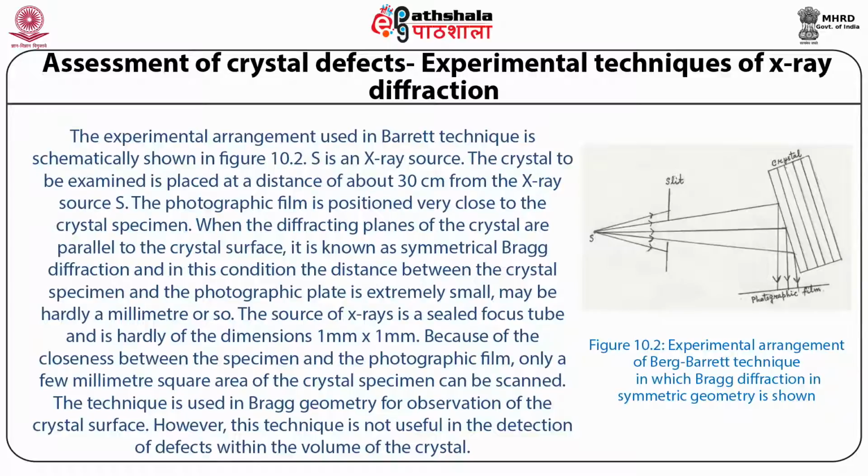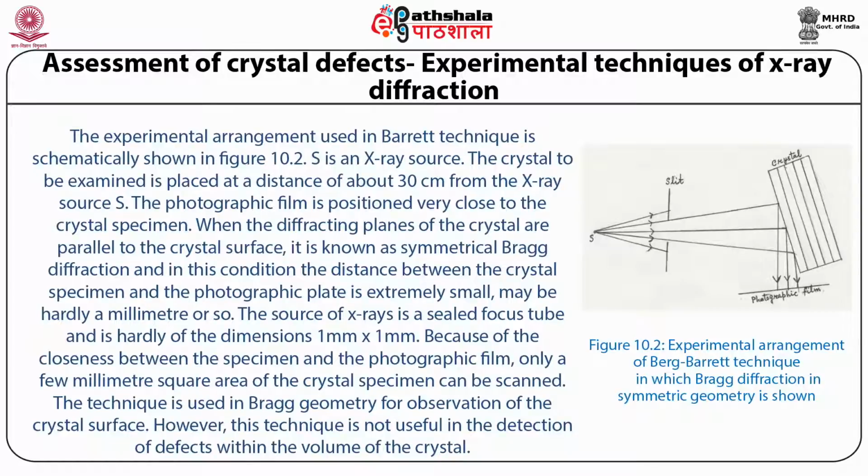When the diffracting planes of the crystal are parallel to the crystal surface, it is known as symmetrical Bragg diffraction. And in this condition, the distance between the crystal specimen and the photographic plate is extremely small, maybe hardly a millimeter or so. The source of X-rays is a sealed focus tube and is hardly of the dimensions 1 mm by 1 mm. Because of the closeness between the specimen and the photographic film, only a few millimeter square area of the crystal specimen can be scanned.